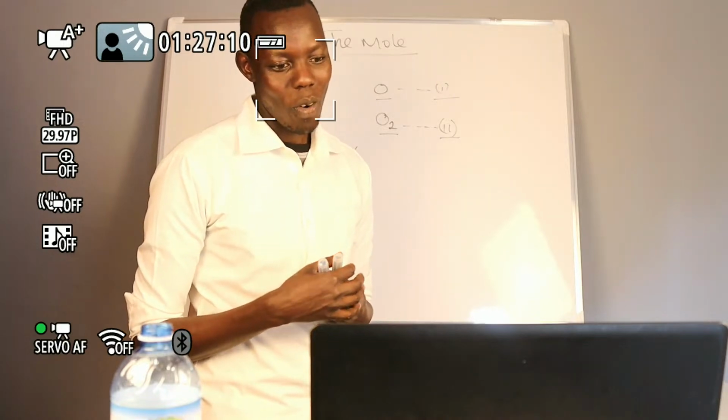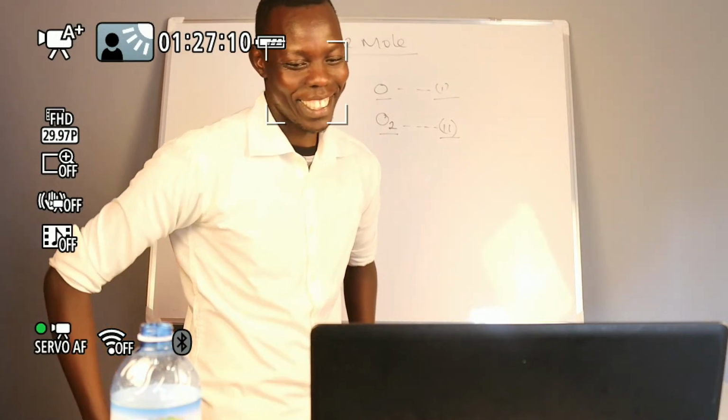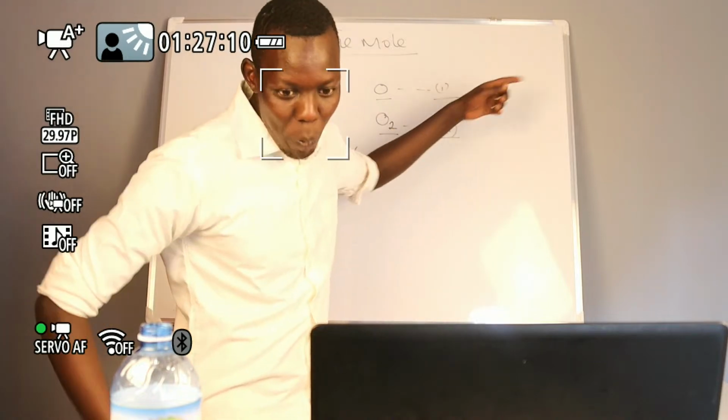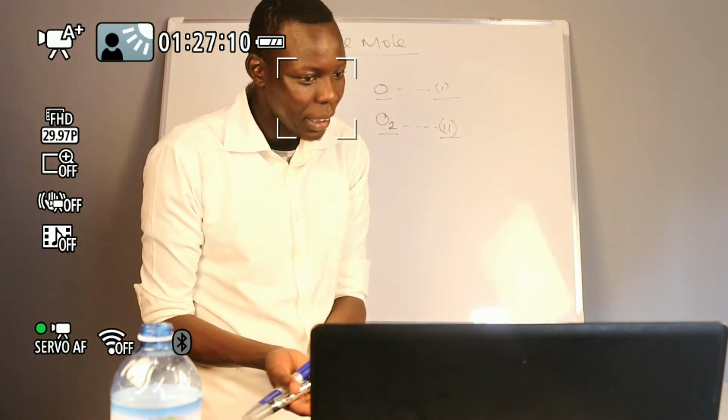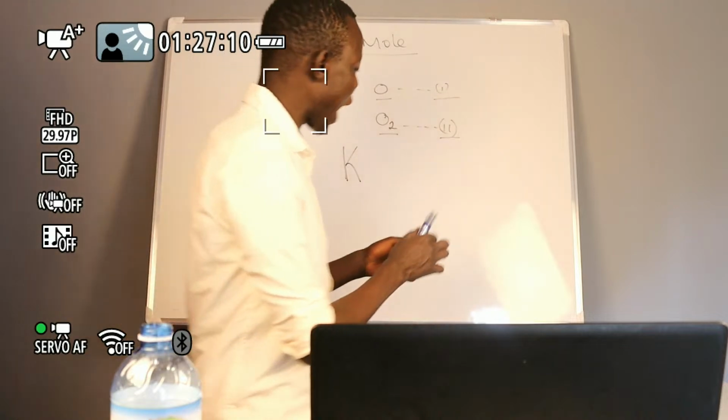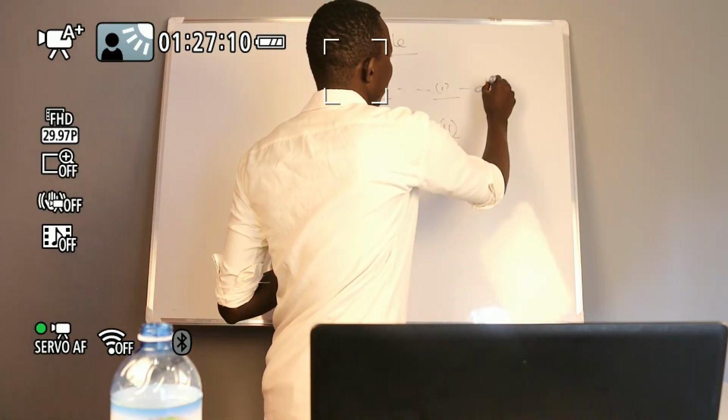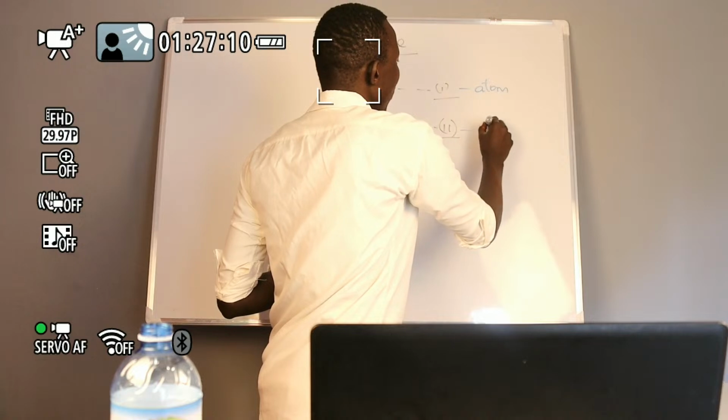Oh, Beverly ameamua kuongea. Ya kwanza ni atom. Umefuta tena, ndio correct Beverly. The first one is atom. This is the atom. And this is the molecule.